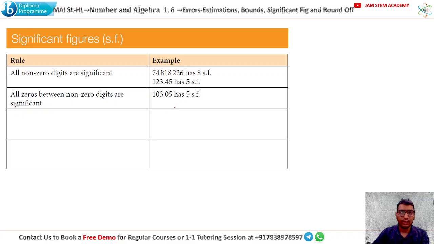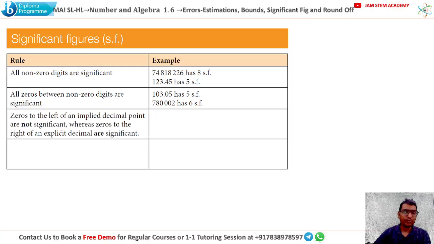One more example. Like if you have 78000 and then 2. Again, there are two non-zero digits at the ends of these three zeros, right? So yes, we will have a total of 6 significant figures including these three zeros. So in these cases, zero becomes significant.